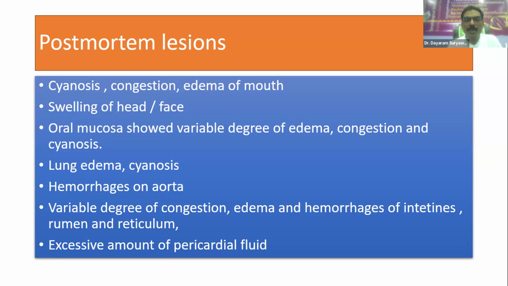Variable degrees of congestion, edema, and hemorrhage of the intestines can be seen, based on how many days the virus remains in the body. Then the intestines, rumen, and reticulum. Excessive amount of pericardial fluid can be observed. These are the major postmortem lesions that can be observed in Bluetongue infection.